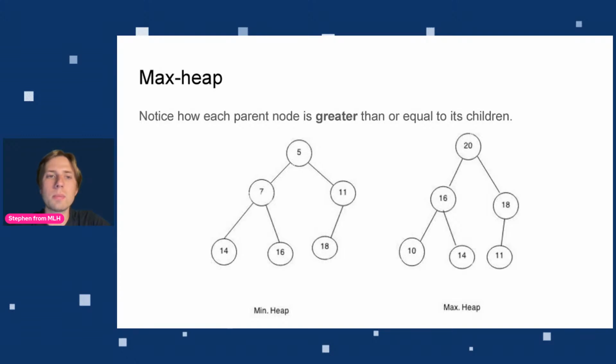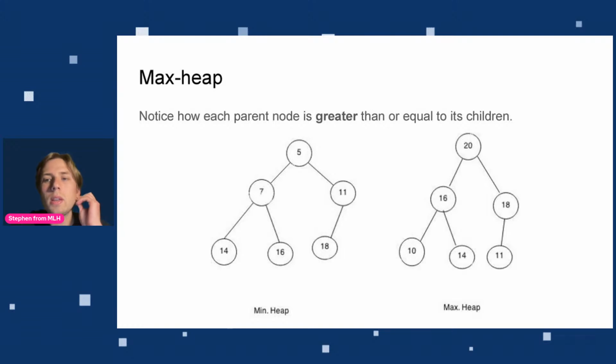And then here's an example of max heap structure. So you have a case where each parent node is greater than or equal to its children. So you can tell that at the bottom we have 10, 14, and 11. And then on the next nodes, we have 16 and 18, which are both larger. And then finally 20 at the top, which is the parent node. So that's going to be the greatest in the max heap structure.